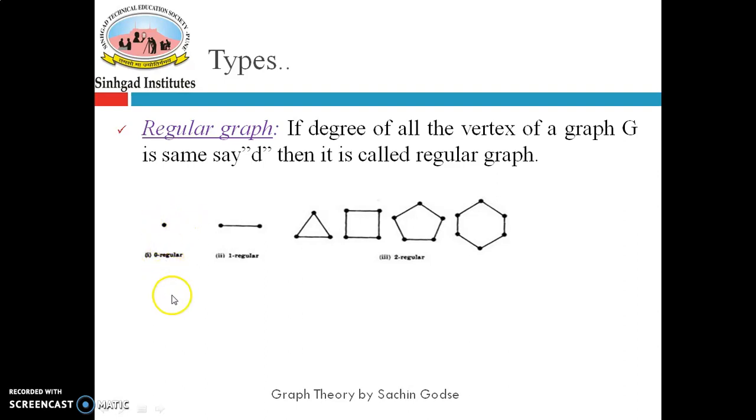Regular graph with 0 regular means there is only one vertex, so the degree of the vertex is 0. Regular graph with 2 vertices is called 1 regular, as every vertex has degree 1. This is a 2 regular graph. All these are 2 regular graphs, as the degree of each vertex is 2.